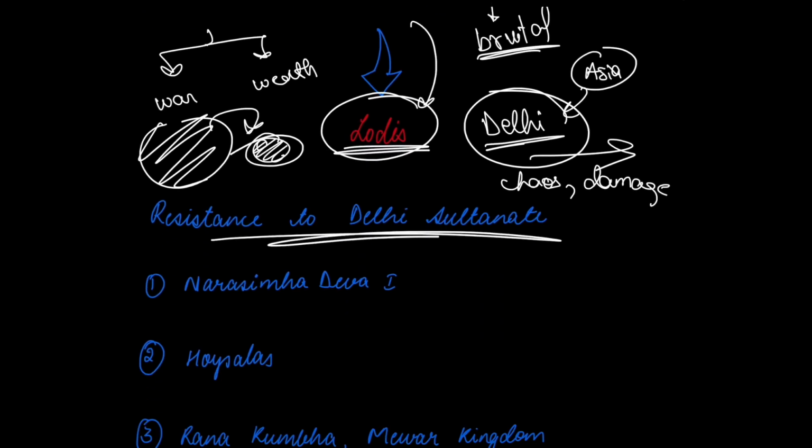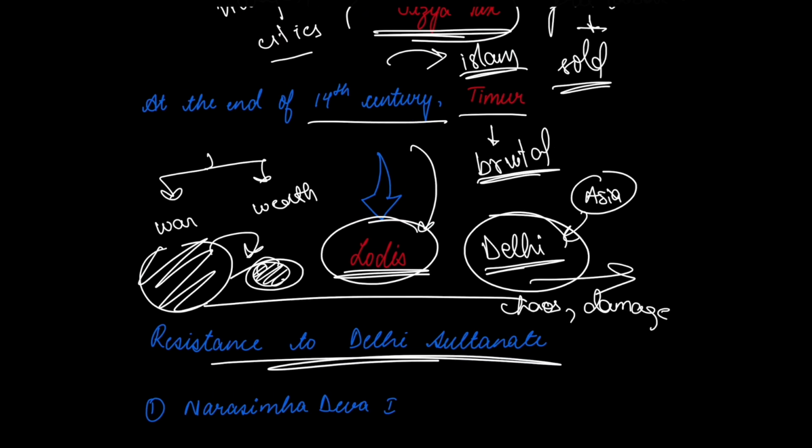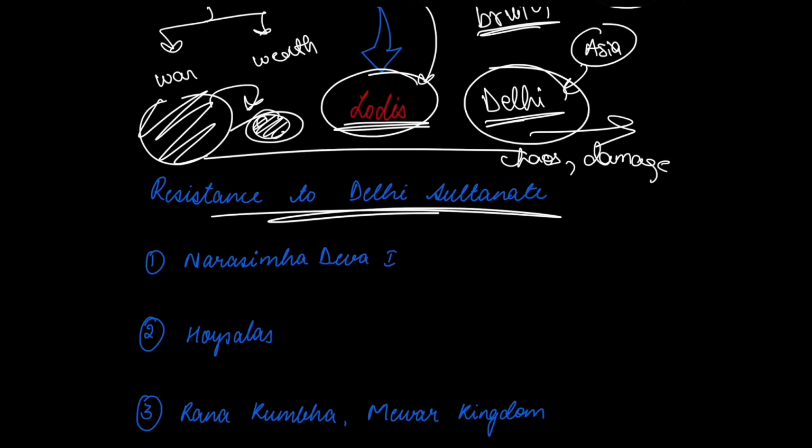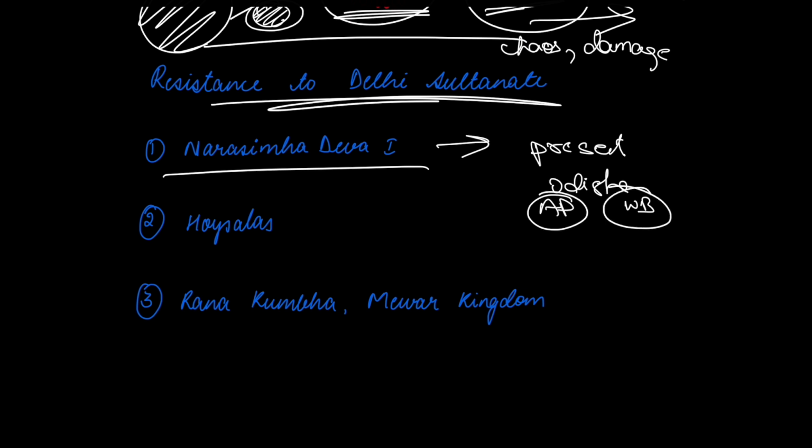Next is resistance to the Delhi Sultanate. So this Sultanate had most of India under their control, but a few parts were not under their control. So those are being studied here. The first one is Narasimha Deva I, who ruled over present day Odisha and parts of West Bengal and Andhra Pradesh, and he resisted the invasions of these rulers, and he did not let them invade his place. And to commemorate his efforts, the Konark Sun Temple was built.